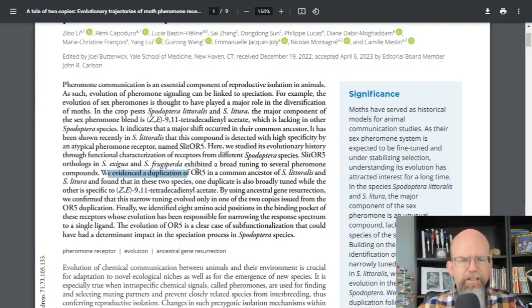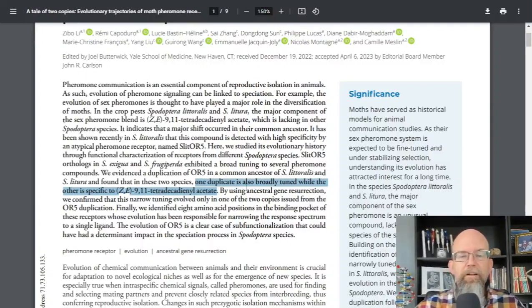The graphic will illustrate this much better than my waving my arms around and talking, but let's get through the abstract to set the stage. One duplicate is also broadly tuned, while the other is specific to 9-11 tetradecadienyl acetate. So for one species, or for both species, they have this extra copy of a gene. They have a duplicate copy of OR5, which they're now going to call something different. We're going to call it OR75.